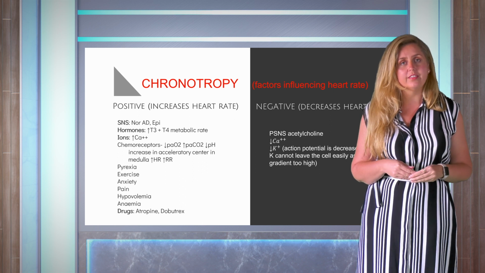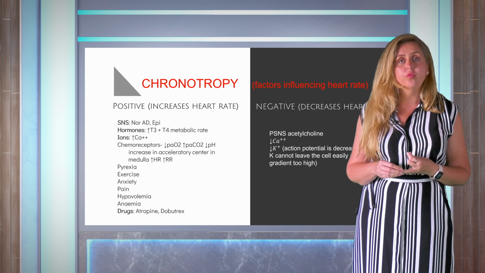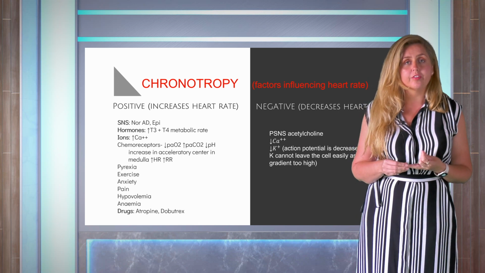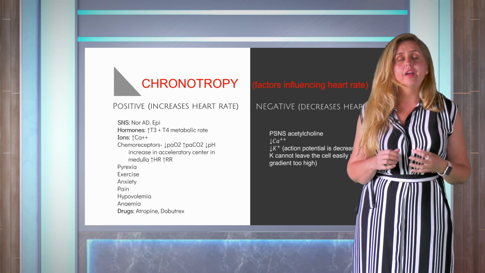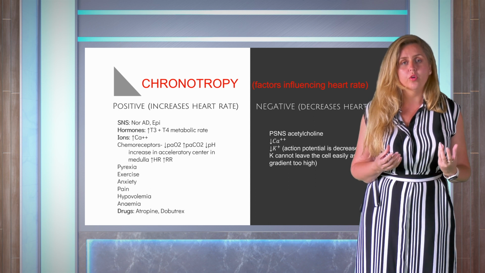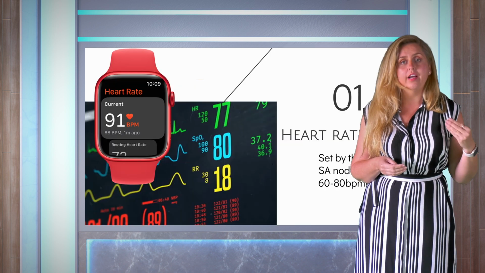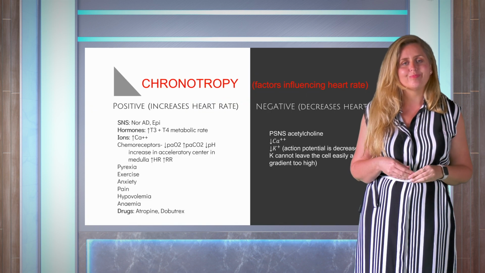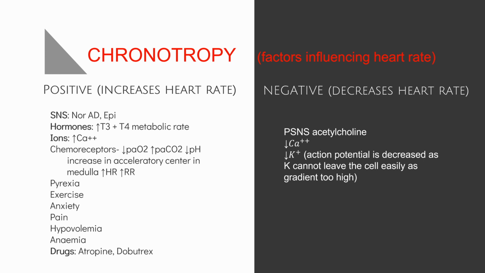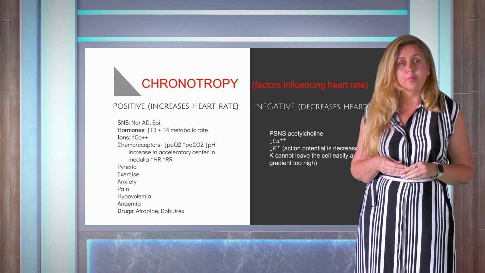Our hormones increase our heart rate. T3 and T4, our thyroid hormones, increase our metabolic rates. This is why thyroid hormones are often part of a cardiac workup, to check what's happening with T3 and T4, and is that why we've got this strange heart rate? Ions, which are fancy words for electrolytes: an increase in calcium will have a chronotropic effect. Remember, calcium works on our action potentials, and the more we have, the faster the heart rate will be.